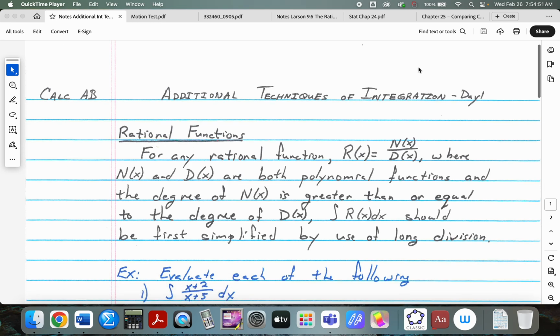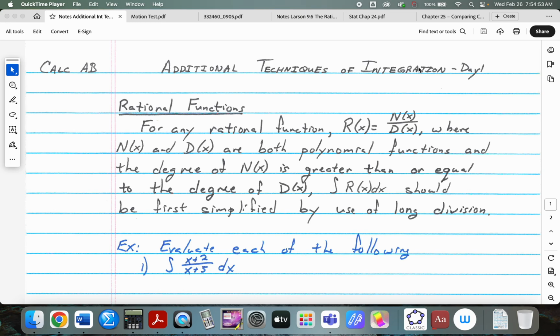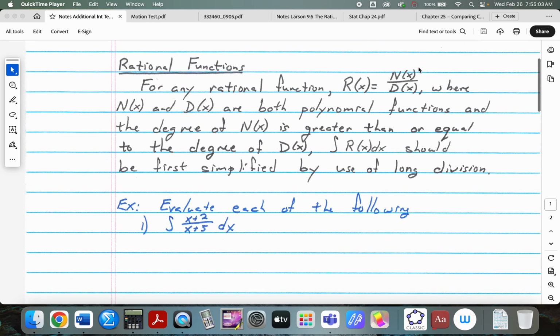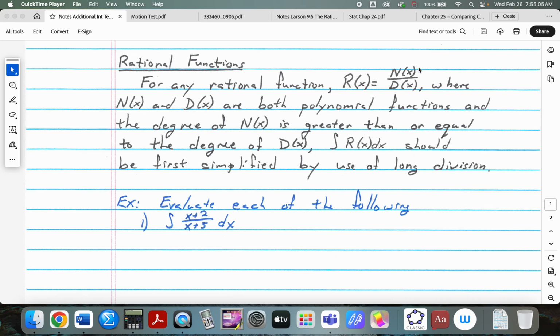So today we're going to look at two different cases where in order to find an antiderivative, you have to do a little more work than we've done before. So the first one is with rational functions. If you have a rational function, r of x is equal to n of x over d of x. Bonus points if you can tell me why I called them n of x and d of x. It wasn't just for grins.